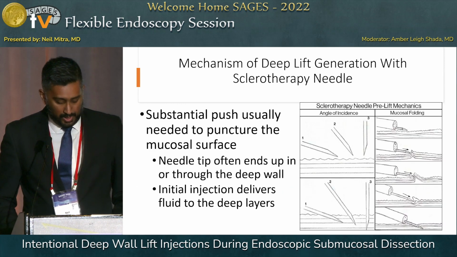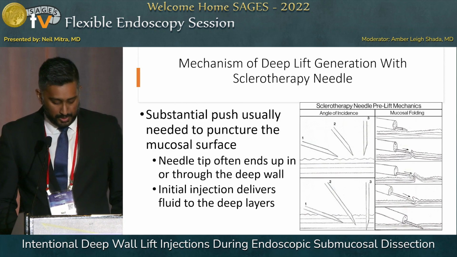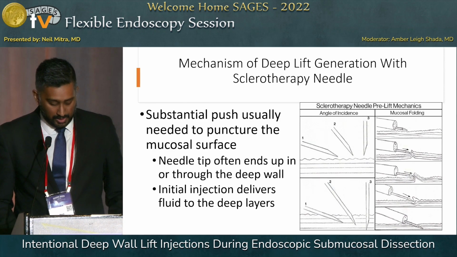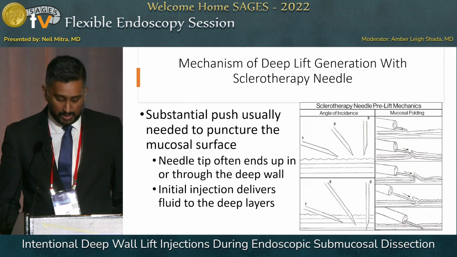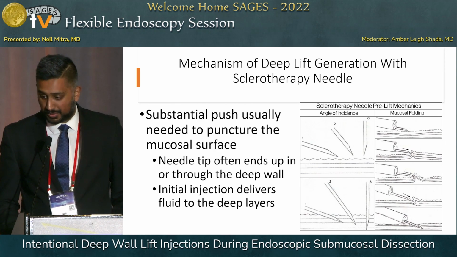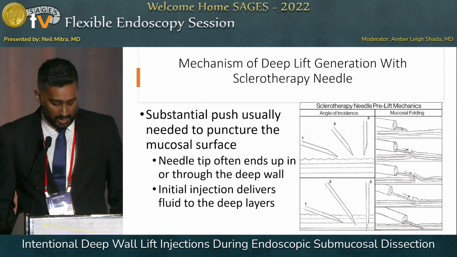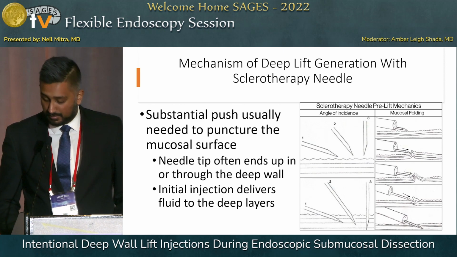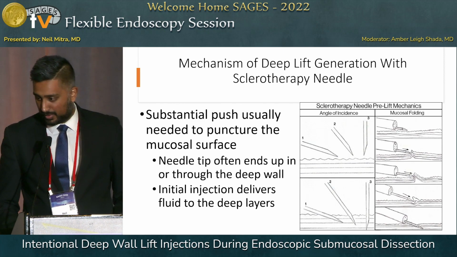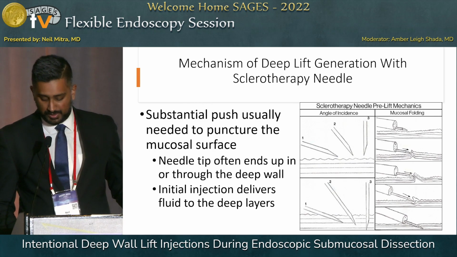With regards to how deep lifts form, when you puncture the mucosa with a sclerotherapy needle, a strong thrust is usually required because the needle tip may slide on the mucosal surface. Because of that, the needle tip ends up initially in a deeper layer, and therefore the primary lifting occurs in that area.